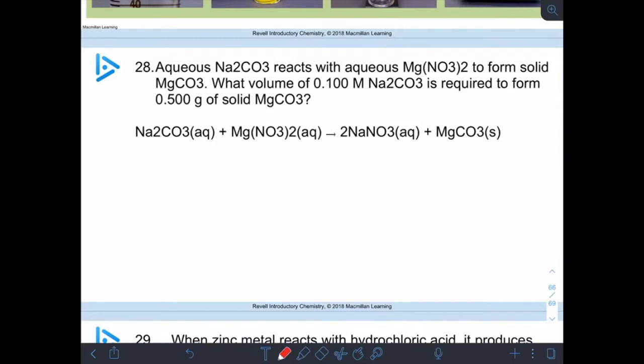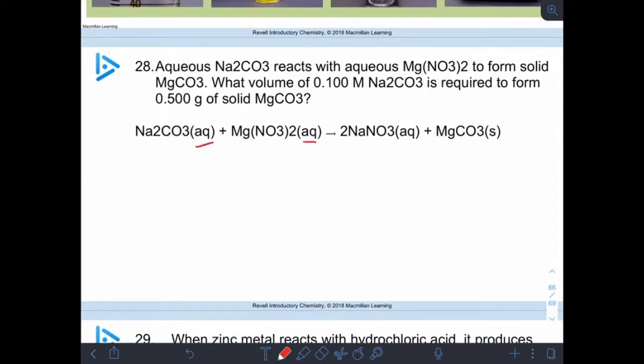Okay, so we have our equation for the precipitation reaction, right? We have a couple of aqueous things coming together to have a solid precipitate. So it's a precipitation reaction just like any we've been dealing with. So let's take a look at the information in the question.